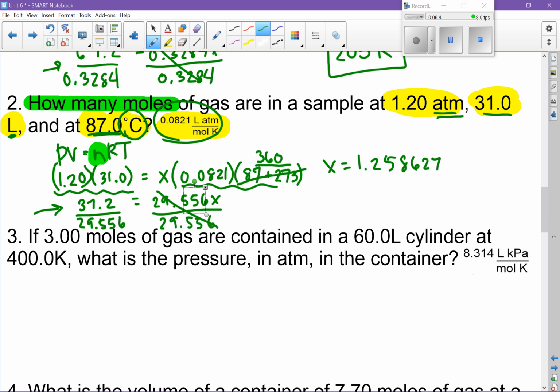1.258627 blah blah blah. And sig figs. We have 3, 3, and 3. So our answer should have 3. This 8 is going to make the 5 bump up those. So it's going to become 1.26. And lastly, we were solving for moles, so I put the unit of mole on my answer.